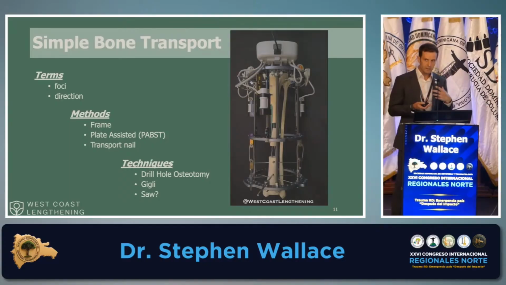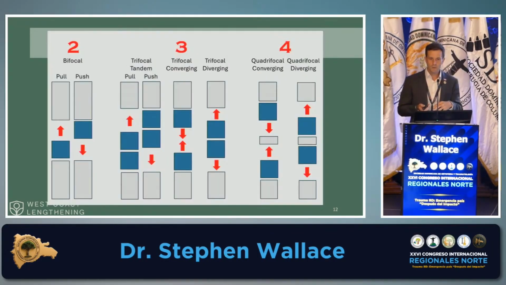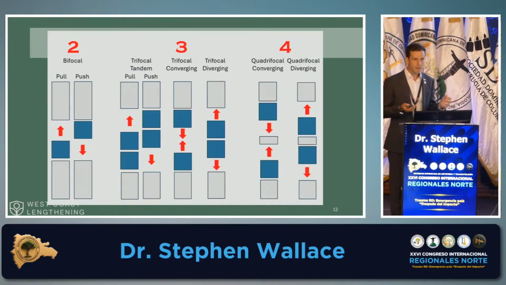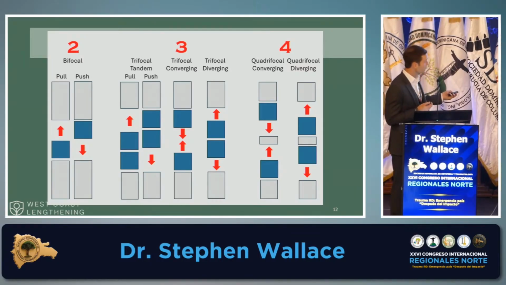So just to get people familiar with some of the terms of transport, we talk about how many segments we transport, what direction, how we do it, and then some specific techniques on how we do it safely and effectively. So here, when we talk about a bifocal transport, it doesn't mean there's two segments moving. It means there's one segment moving where you have an area of distraction, making new bone, and another area where you're filling in the gap. This is your quote-unquote non-union, and you're filling in that gap.